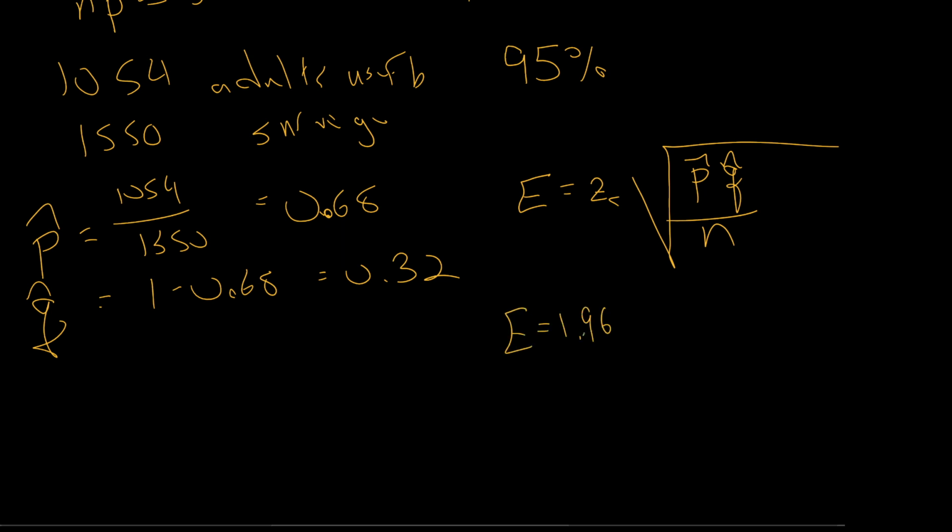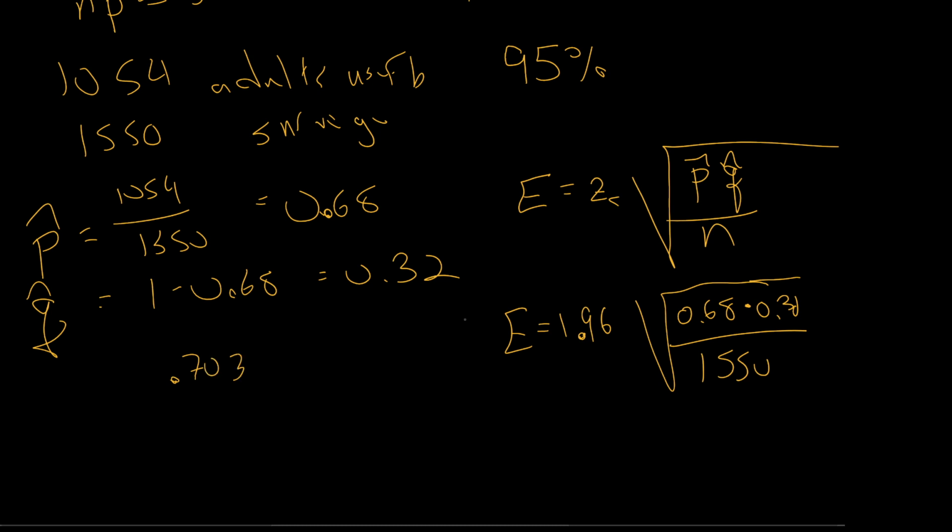So I'll put the 1.96 times 0.68 times 0.32, all divided by 1550. I'm going to grab my calculator here. That's about 0.703. 0.703 is my error. And so I could estimate, well, we got 0.68 plus or minus 0.703 would be my estimate for the actual population value.